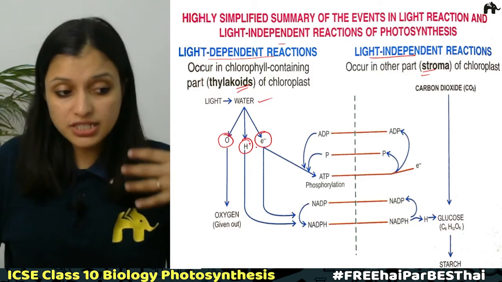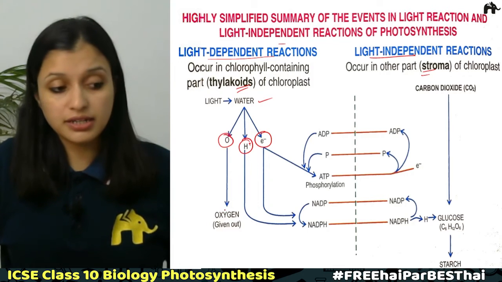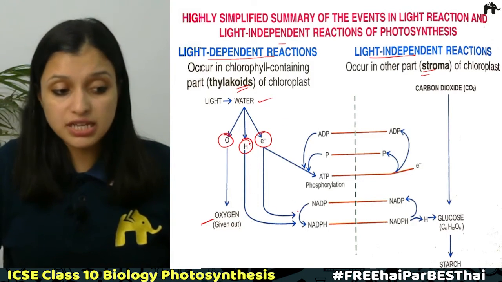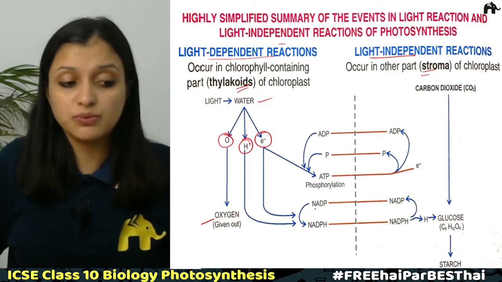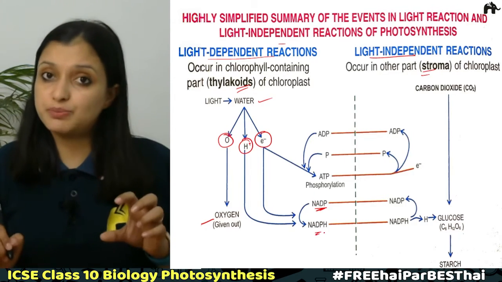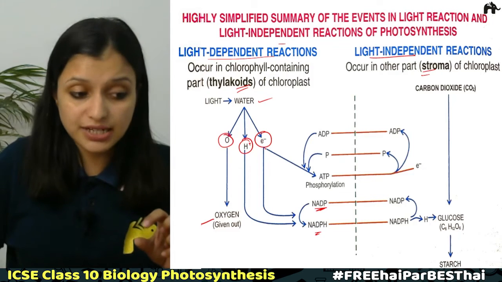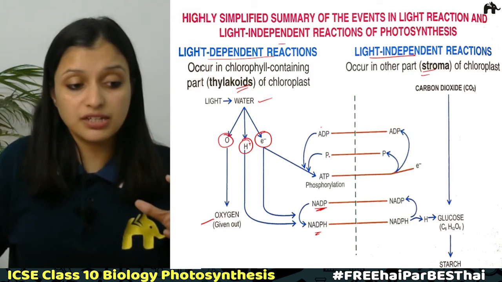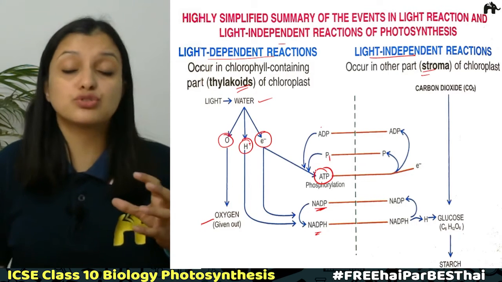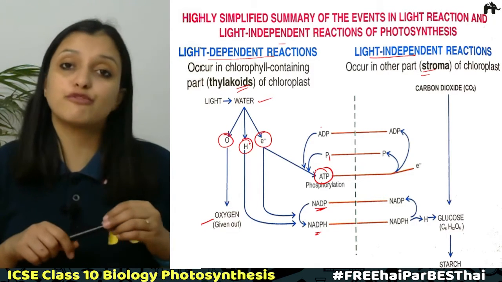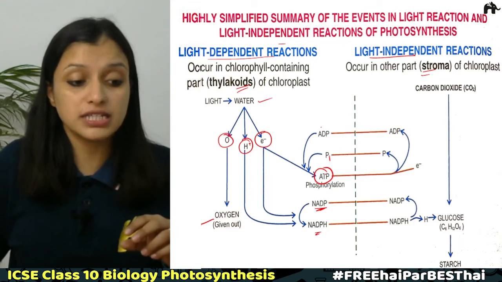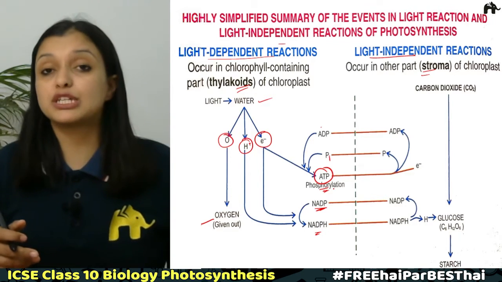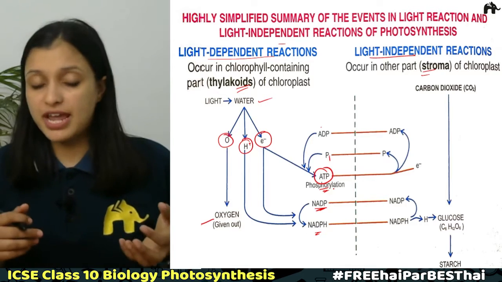So oxygen is given out as a byproduct, correct? So it is given out. Secondly, this hydrogen and some of the electrons combine with NADP and form NADPH. Whereas these electrons combine with ADP and the inorganic phosphate, and lead to the formation of energy in the form of ATP. So this is called phosphorylation. So phosphorylation is also happening during light dependent reactions.